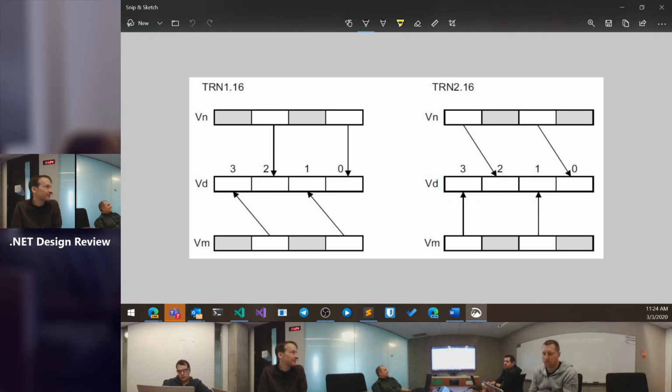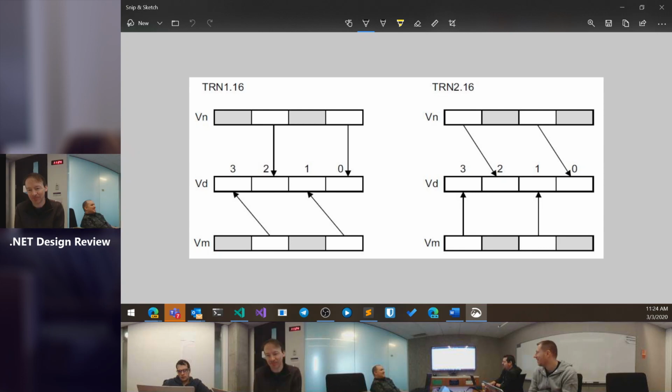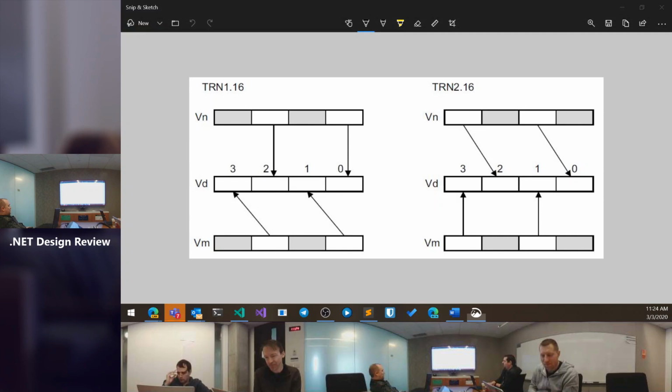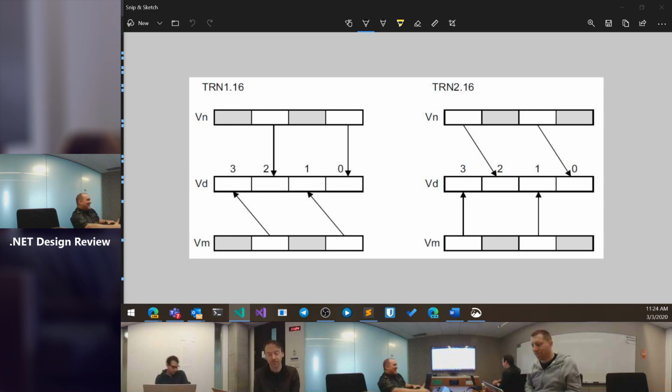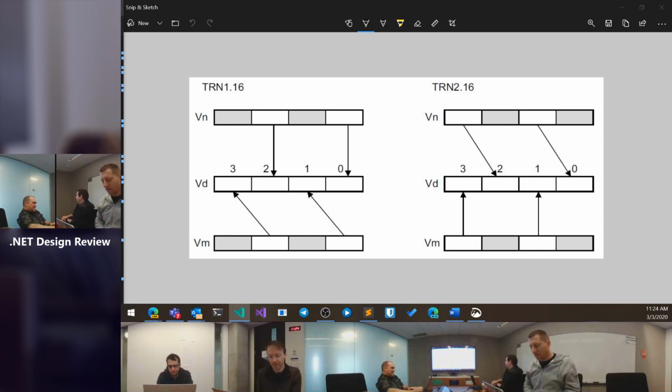Again, this is probably an instruction that every time you use it, you have to go look at the picture. For transpose even, the even elements of left are being preserved. In transpose odd, the odd elements of left are being preserved, but they're being moved to the destination. And the odd elements of right are being preserved, and then you read from left. That seems fun. Yeah, I am glad I don't have to write the documentation. All right, so I think we're done with this one.